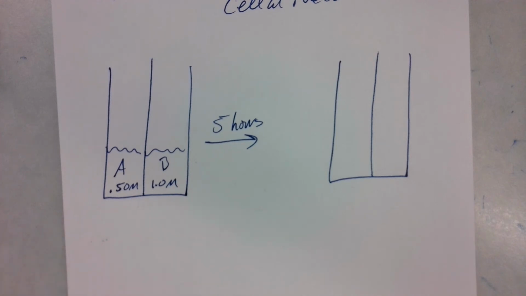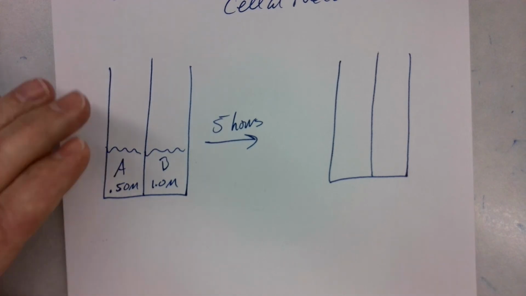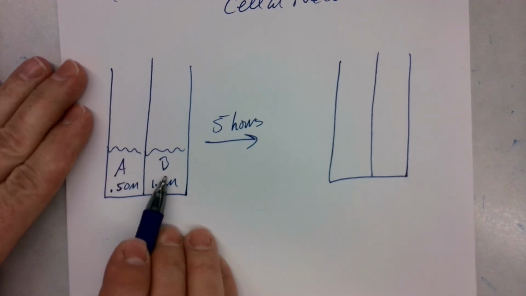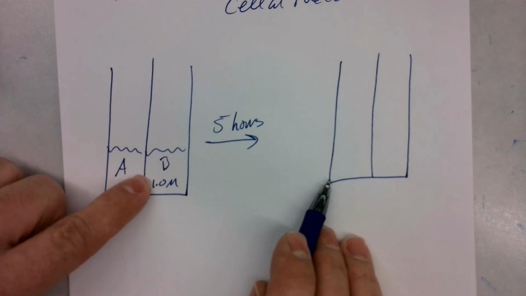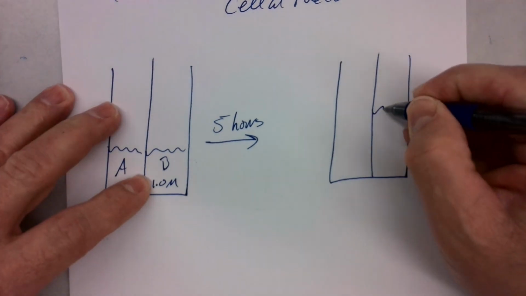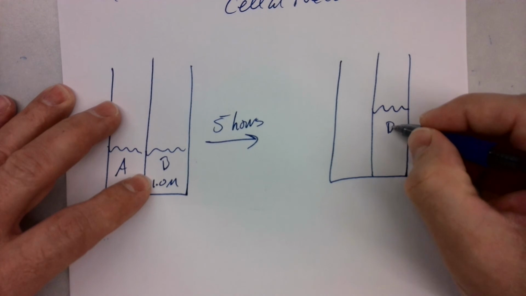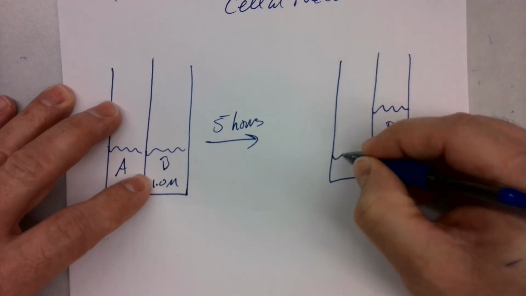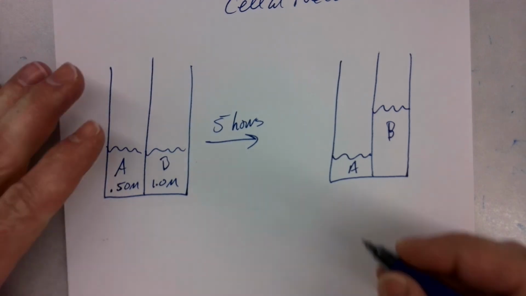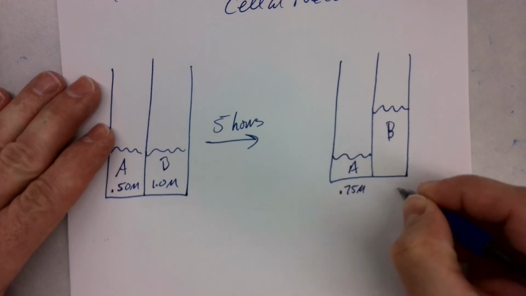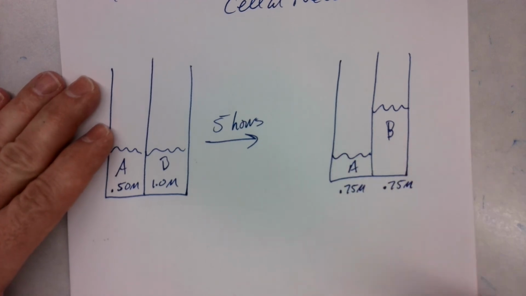Okay? So it's going to flow from lower to higher. We're talking about just the water. Water is going to leave this and go to that. So after 5 hours, my B volume is going to be what? Greater. B is going to be up here. A is going to be down here. And if I let it go long enough, what will happen to my concentrations? They will eventually equal out, and I would have 0.75 molar and 0.75 molar.